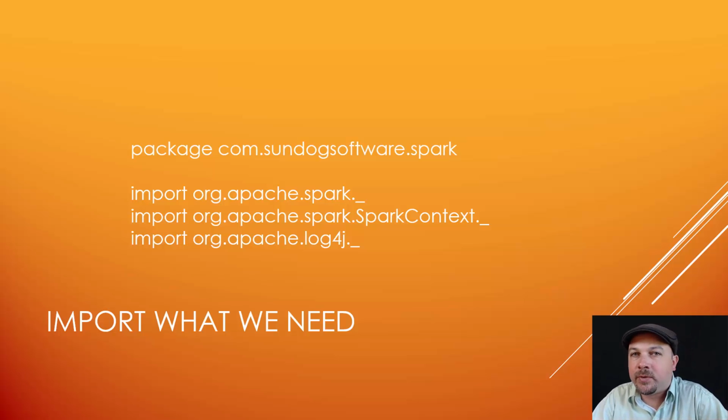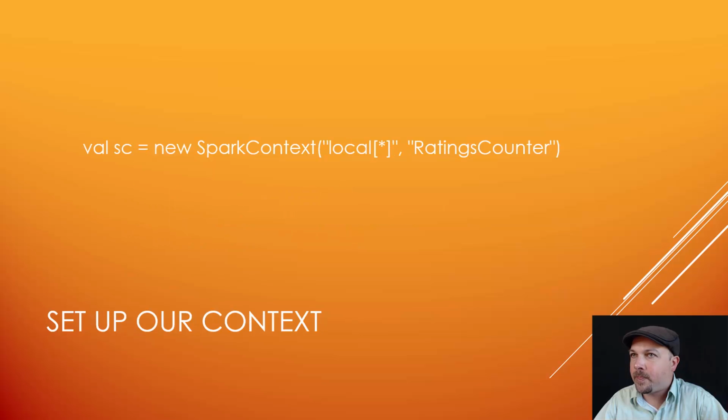Next, we'll import the specific libraries that we need for this script. So we're going to import all the stuff from the Spark library that we need, specifically the Spark context object, and also we're going to import the log4j package because we're going to do some games with the log level. And that's actually the next line in the code there. I'm not going to go into too much depth on that, but we're just using log4j to say only print out error level messages.